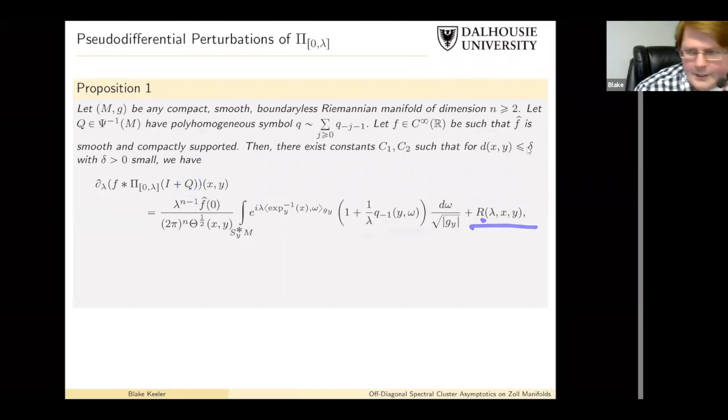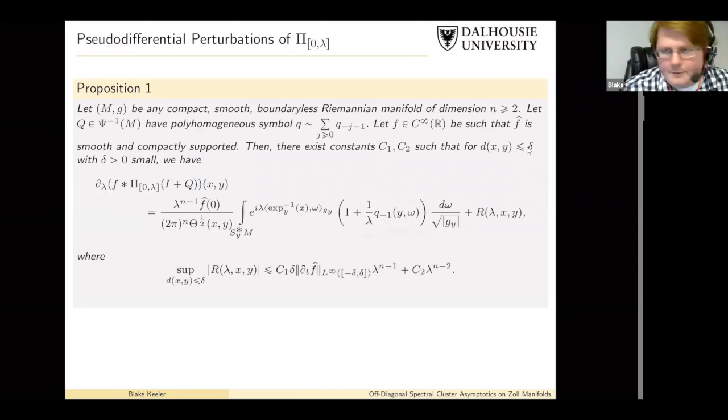And all of the leftover stuff is grouped into this remainder R, where we have a fairly precise bound on R. We take the supremum over x and y, which are at most delta apart. And we have a bound that has 2 main terms to it. One is like lambda to the n minus 1, one like lambda to the n minus 2. And the lambda to the n minus 1 looks concerning initially because it is sort of competing with what I'm claiming is the leading order term in the expansion. But there is some stuff that saves us in this very explicit coefficient.